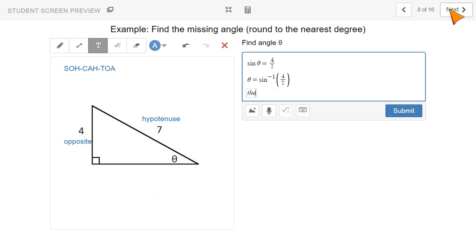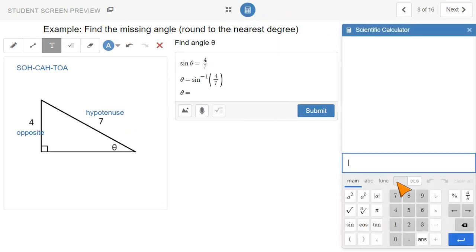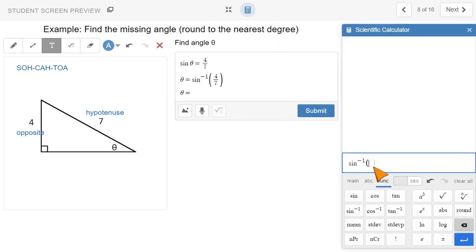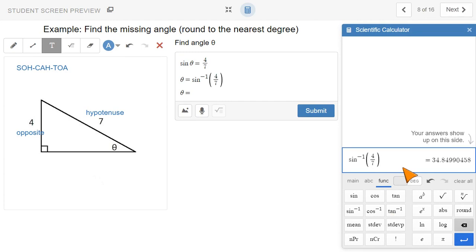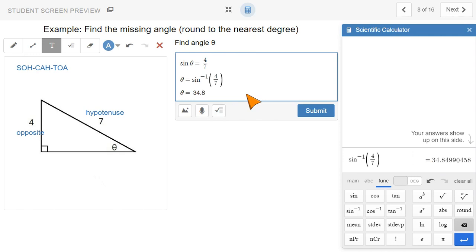Let's keep going. We need to use our calculator now. Inverse sine of 4 over 7, 34.84. But it says we need to round to the nearest degree. The first number after the decimal is an 8, and since it's greater than 5, we're going to round the number up.